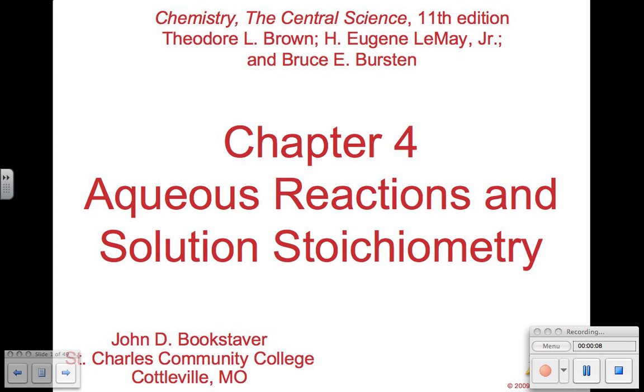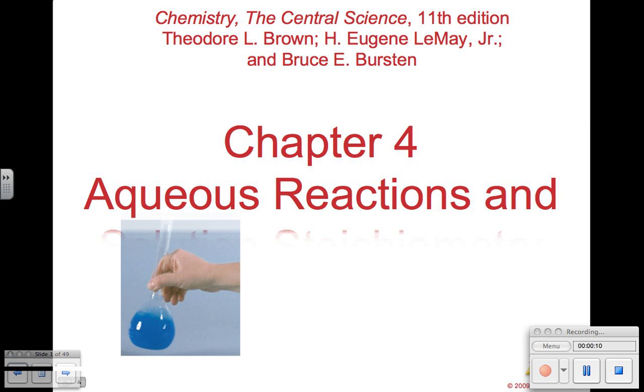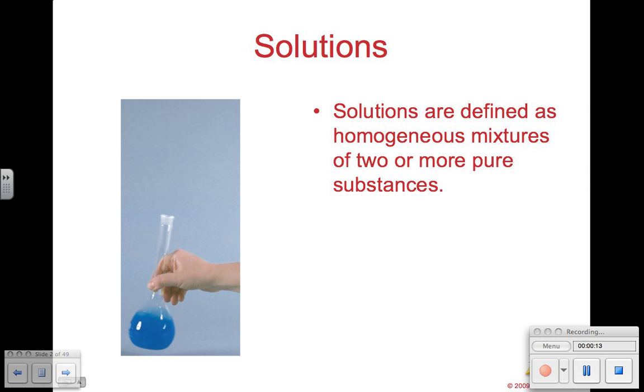Okay, so we're going into chapter 4. We're going to do 4.1 through 4.3 here. So 4.1, we're getting to solutions and solution chemistry. And this is an area where you have limited exposure. So we're starting to get into kind of unknown territory, or at least probably weaker understanding.